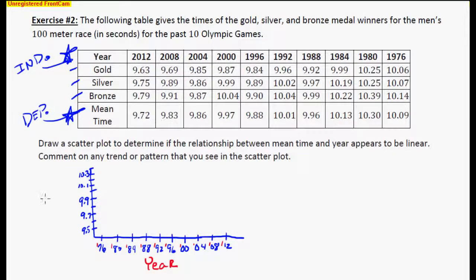And then over here is going to be the mean time. I looked at the mean times, and I didn't have to go any lower than 9.5, and I didn't have to go any higher than 10.3. So I just put some little hash marks here, and I made each one of these hash marks be 0.1. All right, so we got 9.5, 9.7, 9.9. I went every other hash mark so it wasn't all squeezed in.